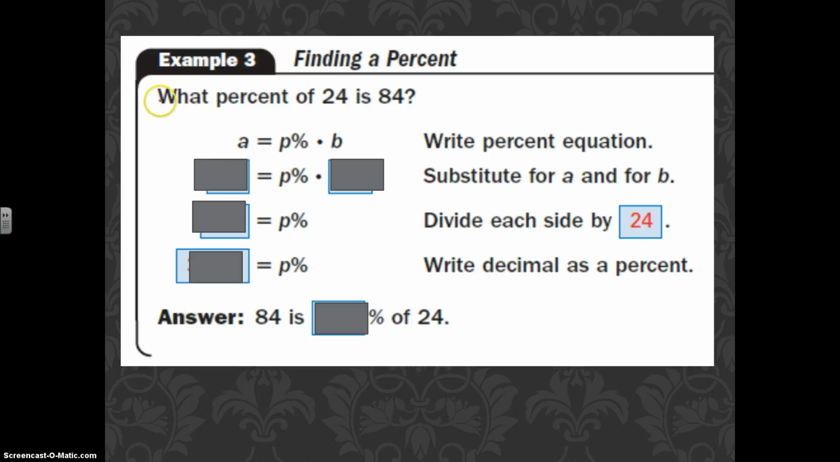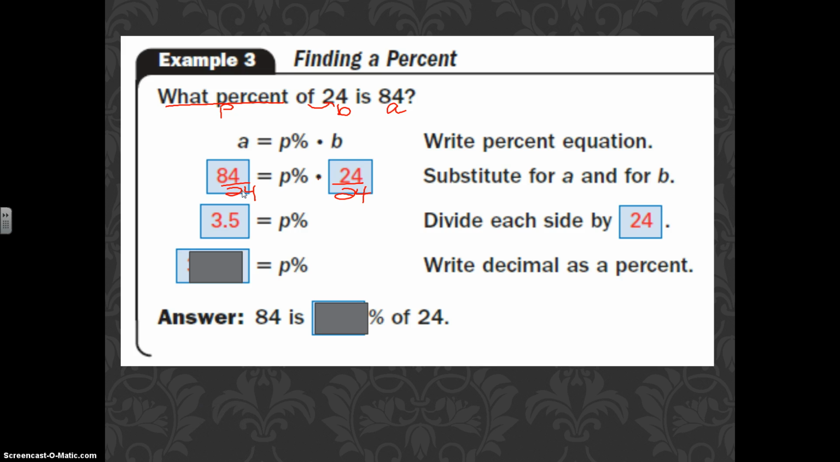This time we're going to find a percent. You can see it says what percent, so obviously that's what we're missing. Here's the "of", so 24 is your base. A is 84. Substitute in what you know. This time there's no changing into a decimal because you don't know the percent. We have to get rid of the multiplying by 24. To do that, we divide by 24 on both sides. 84 divided by 24 is 3.5.